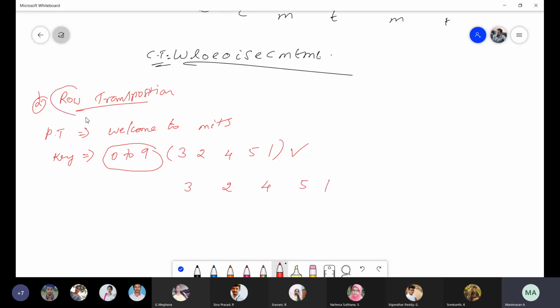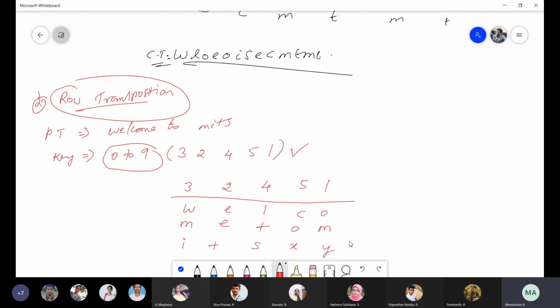Since this method is the row transposition cipher, we are going to arrange the letters row-wise. See how I am writing: W, E, L, C, O, and again the second row. Row-wise, we first fill the letters in the first row, then the second row, third row, likewise. If it is column-wise transposition, then first we fill the first column, second column, likewise. Welcome TO to MITS. So here 2 letters are not there, so we have to fill them with dummy letters X and Y.